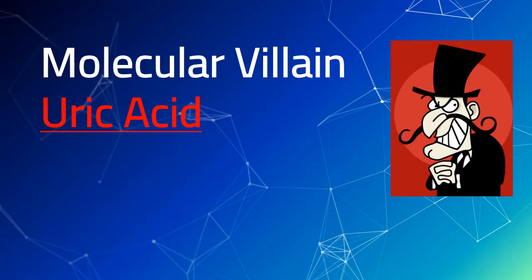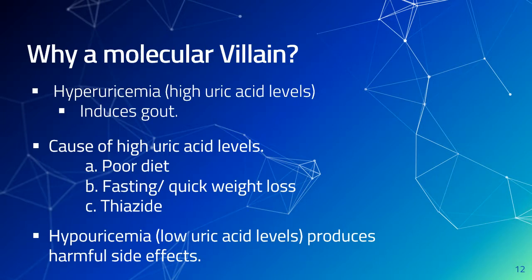I will now explain why my molecule is a molecular villain and why it deserves to be known as Molecule of the Year. So there are two huge reasons why my molecule deserves to be known as a molecular villain. The first is hyperuricemia, which is high uric acid levels. This causes gout, which I will explain later, and causes of high uric acid levels include poor diet, fasting and/or quick weight loss, and thiazide diuretics.